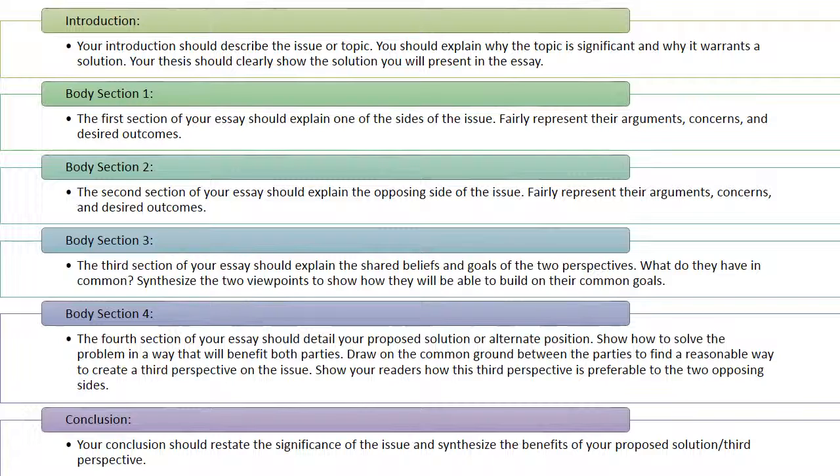In section 2, you'll do the same thing for the opposing side. So you need to fairly represent their arguments. You need to speak in the voice of somebody who believes that perspective. The third section then will bring the shared beliefs and goals of the two perspectives out. What do they have in common?